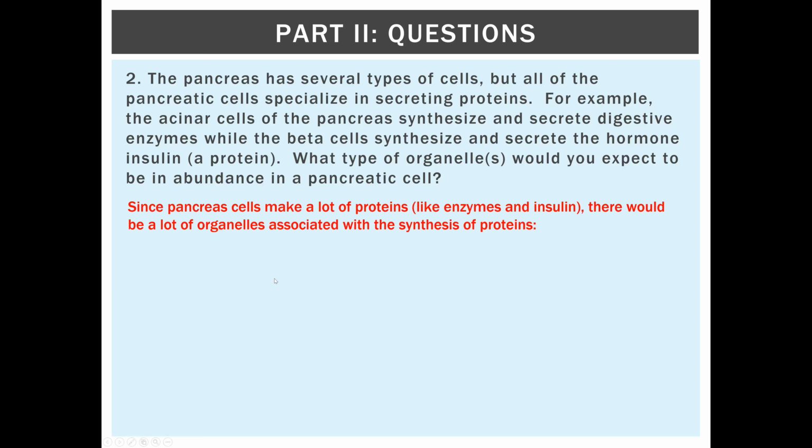Since pancreas cells make a lot of proteins, like these enzymes and insulin, there would be a lot of organelles associated with the synthesis of proteins. So think about what organelles are involved in synthesizing proteins. You would expect to find a lot of ribosomes, a lot of rough ER, and a lot of Golgi apparatus. So again, we are just connecting what type of organelles would help a cell with its major functions.